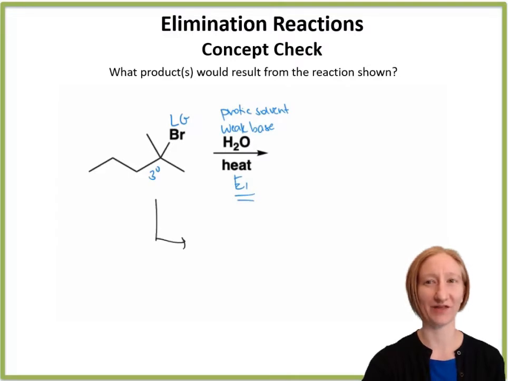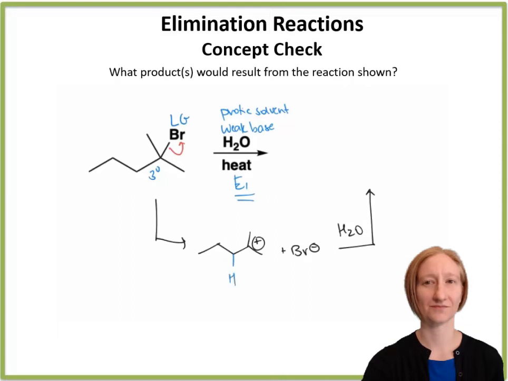In an E1 pathway, the leaving group leaves to form the carbocation. Then the base deprotonates the hydrogen. The base will deprotonate the hydrogen that will give rise to the more substituted alkene product. And here that's the internal hydrogen drawn in blue. This gives rise to the tri-substituted alkene.